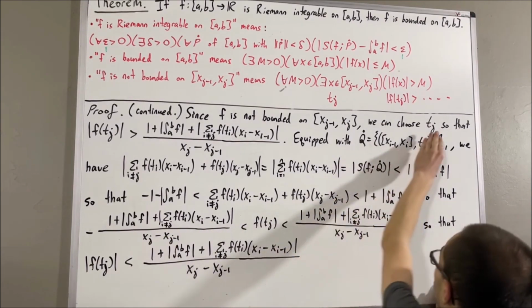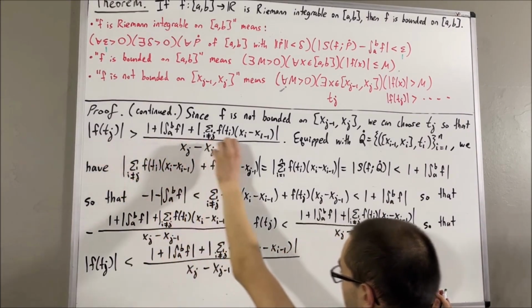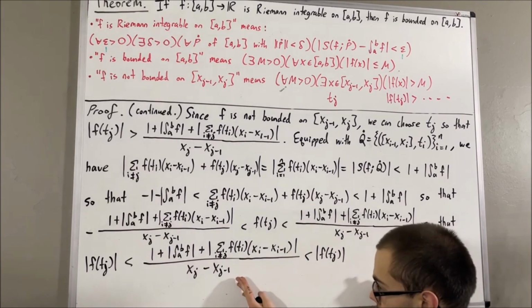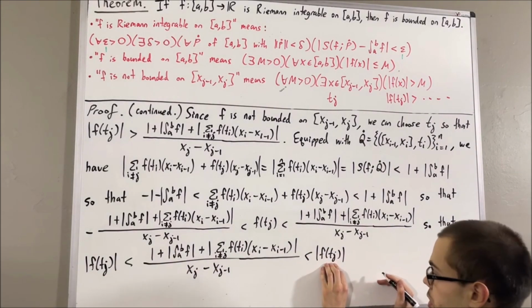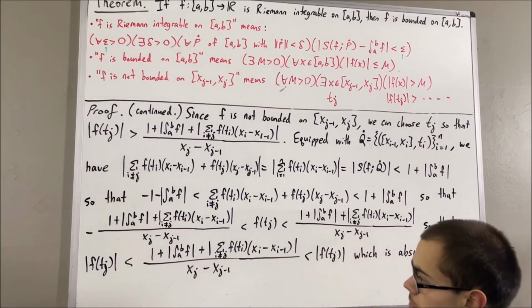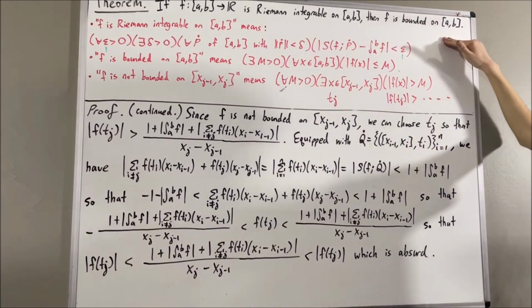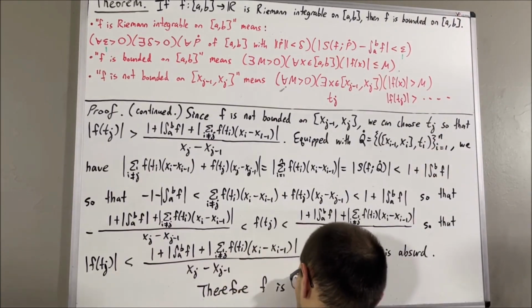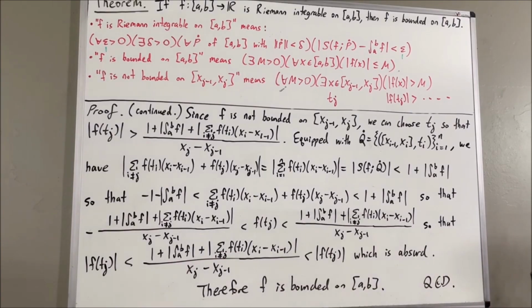But remember how tj was chosen. Tj was chosen so that absolute value of f of tj is greater than this quantity. So this shows absolute value of f of tj is less than absolute value of f of tj, which is absurd. And so we have reached a contradiction. Our assumption that f is not bounded on a comma b led us to a contradiction. So we must instead have that f is bounded on a comma b. And so this completes the proof. And so yeah, that's pretty much it for this video.